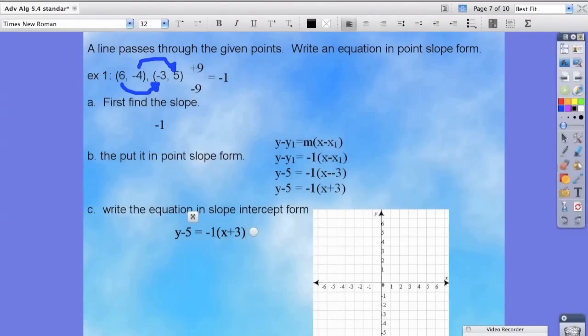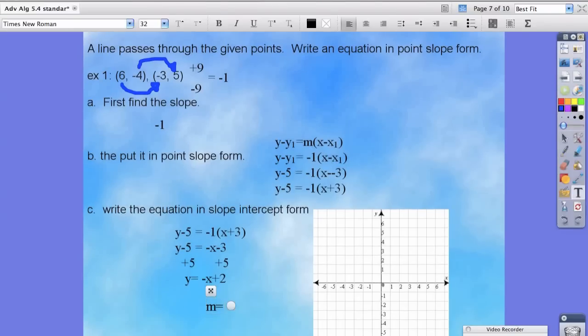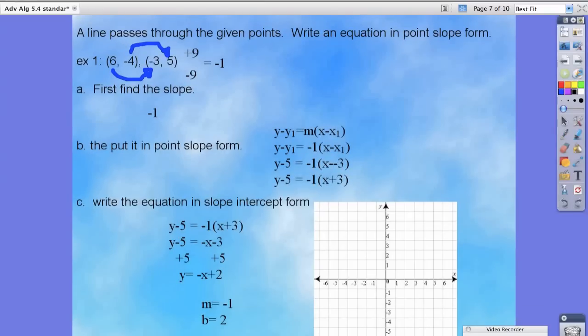So, again, we're going to distribute this slope, or -1, so -1x minus 3. Then we're going to add 5 to both sides to get the y by itself. And we're left with y equals -x plus 2. So let's do a quick graph on this, because this will be easier to graph than the last one. The m is -1, and the b is 2. So our y-intercept is 2.